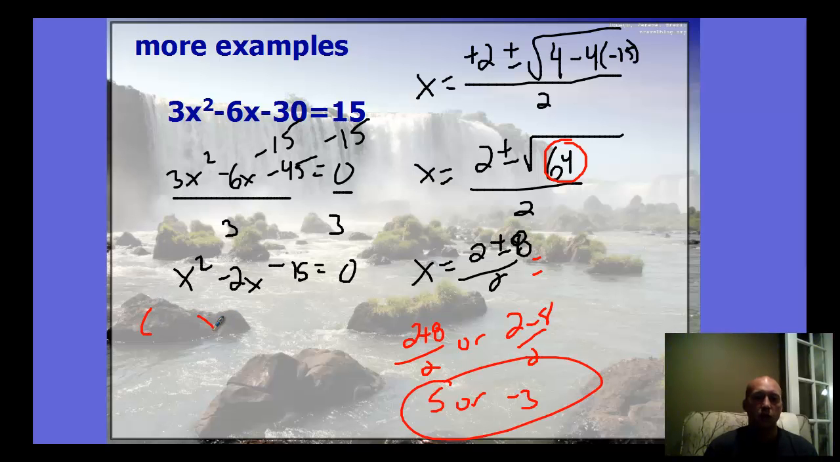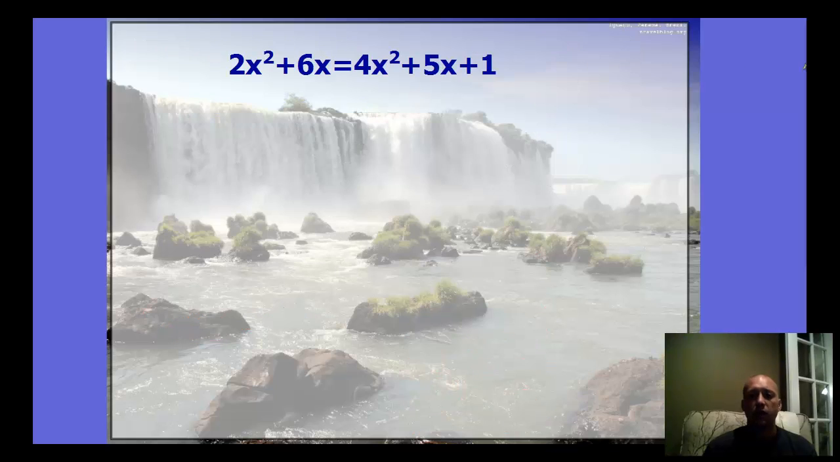And again, here we could have factored this: x minus 5, x plus 3. So I'm hoping that you see the factoring first. I would much rather factor this problem than go through the work of the quadratic formula. So on your quizzes and tests, when I say use the best method, I'm hoping you see factoring as the best method for a problem like that.